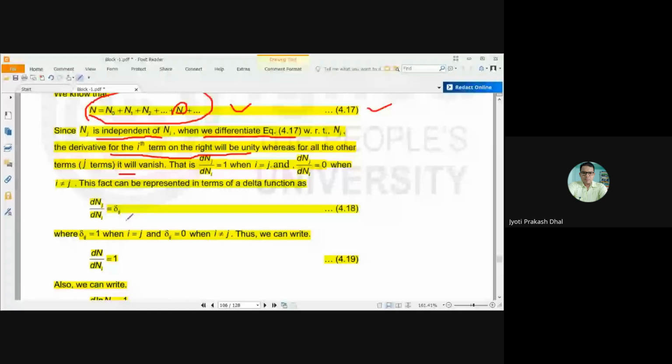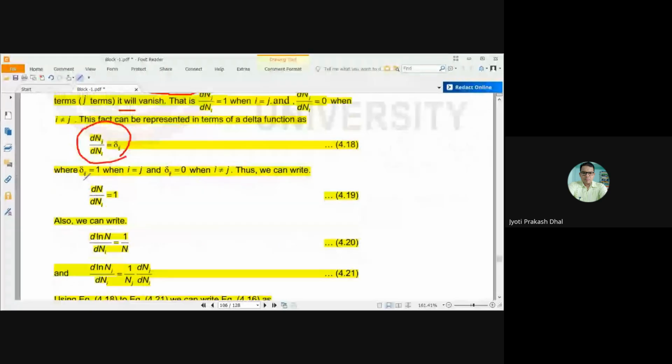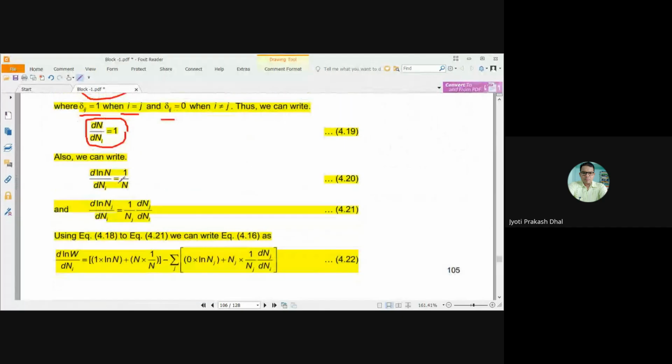So the overall equation will become dnj divided by dni equals delta ij, where delta ij equals 1 when i equals j, and delta ij equals 0 when i is not equal to j. That means dnj divided by dni equals 1 when i equals j. And again we can rewrite this equation: d ln n divided by dni equals 1 by n. We have just taken the derivative. So d ln n by dni equals 1 by n.